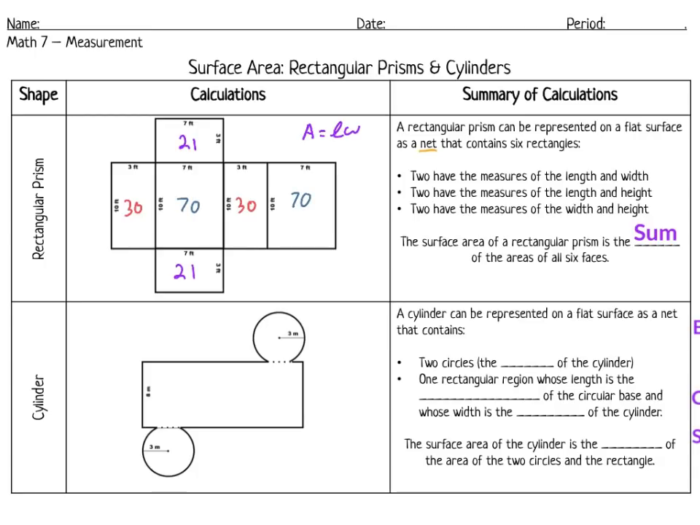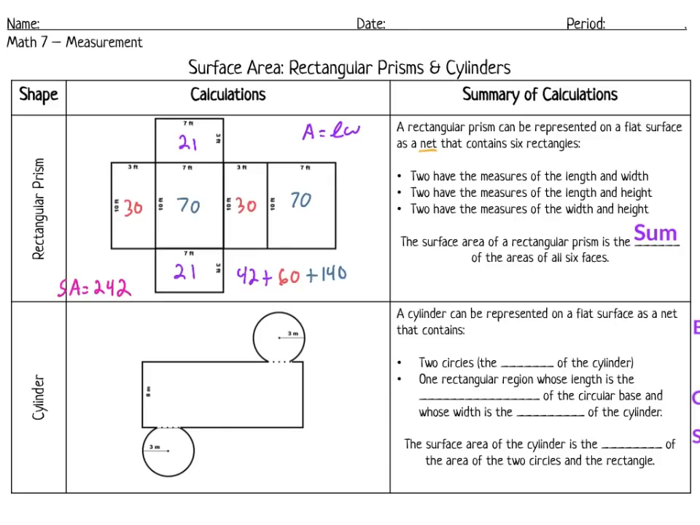To find the surface area, we're going to add those all up. We add our 21s together, which gives me 42. Then we take our 2 30s and add those together, which gives me 60. Then we add our 2 70s together, and that gives me 140. Now 140 plus 60 is going to give me 200, and 200 plus 42 gives me 242. So our surface area is 242 by just adding all of them together.